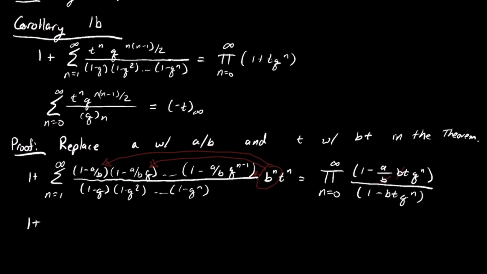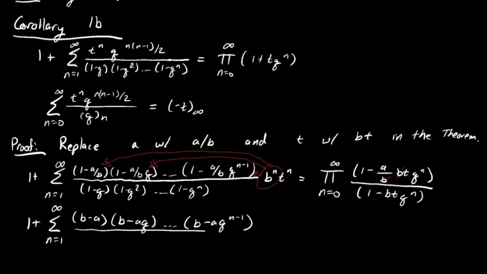Well, our expression turns into 1 plus the sum, n goes from 1 to infinity. Well, 1 minus a over b times b is just going to be b minus a. 1 minus a over b times q, all of that times b, just becomes b minus aq. And we continue until we hit the very last term. We're going to get b minus a q to the n minus 1.